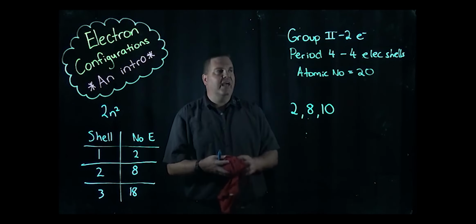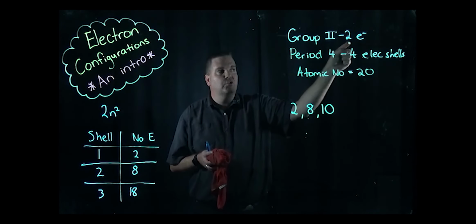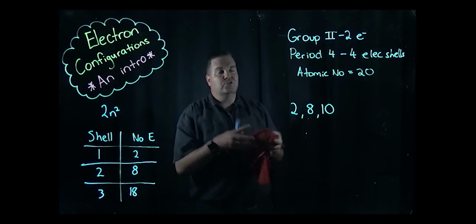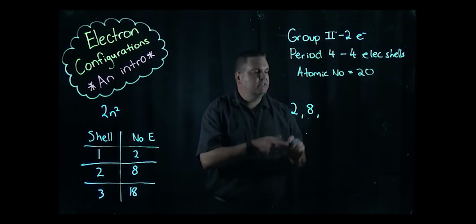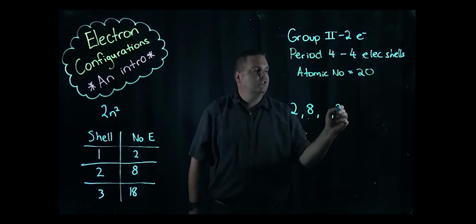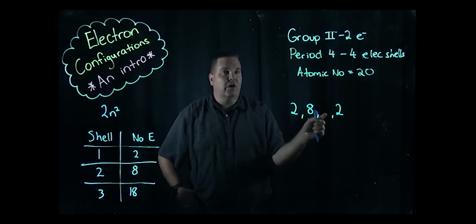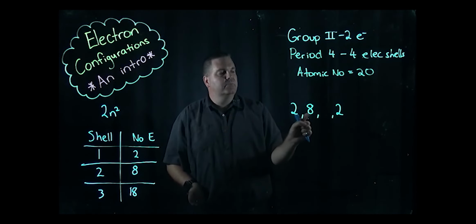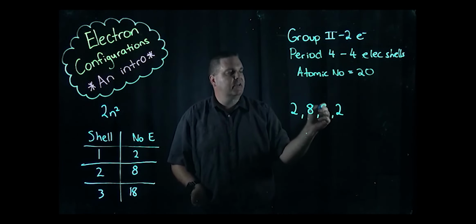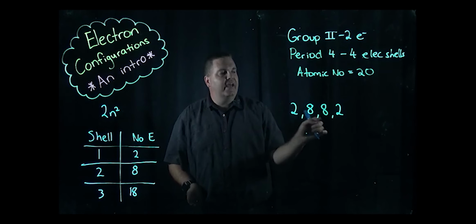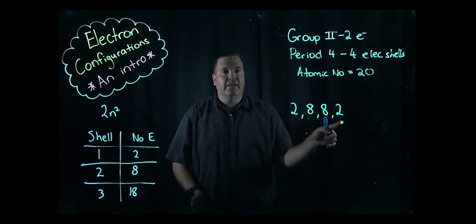The problem is we haven't met 4 electron shells, so we're still missing a shell, and we haven't got 2 electrons in our outer shell. So 2, 8, 10 is not going to be correct. What we need to do is know that we've got 2 electrons in the 4th shell, and we can work out how many now fit inside this 3rd shell. 2 plus 8 is 10, plus 2 is 12. To get to 20, we must have 8 there. So 2, 8, 8, 2 is the electron configuration for a calcium atom.